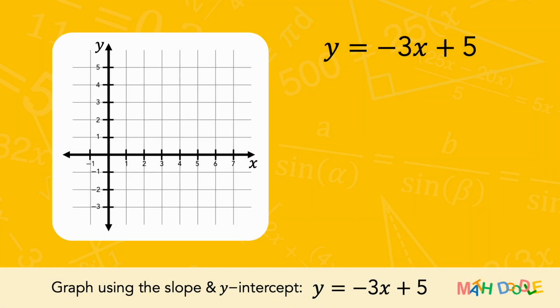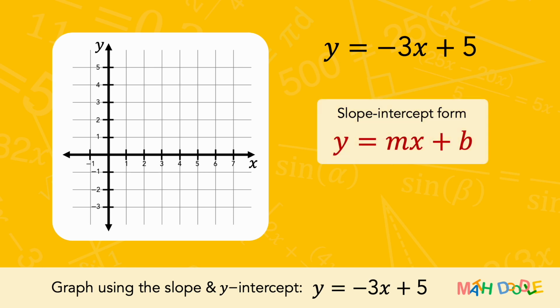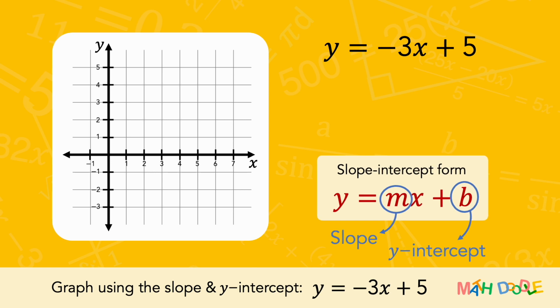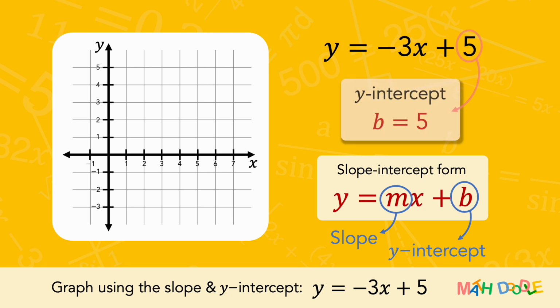To graph this equation, let's first compare it with the slope-intercept form. In the slope-intercept form, m in front of x represents the slope, and b represents the y-intercept. So, by comparing this equation with the slope-intercept form, we can see that the equation has a y-intercept of 5. Also, we can write the y-intercept as an ordered pair. So, let's plot the y-intercept in a coordinate system.